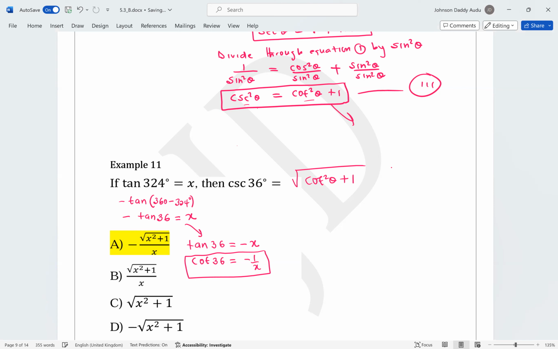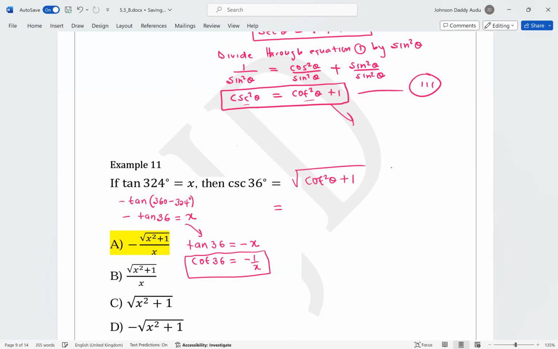Because if you look at this angle, this is 36. 36 is in which quadrant? It's in the first quadrant. And in the first quadrant, cosec is what? Is positive, right? All right, so this is what we're going to have.